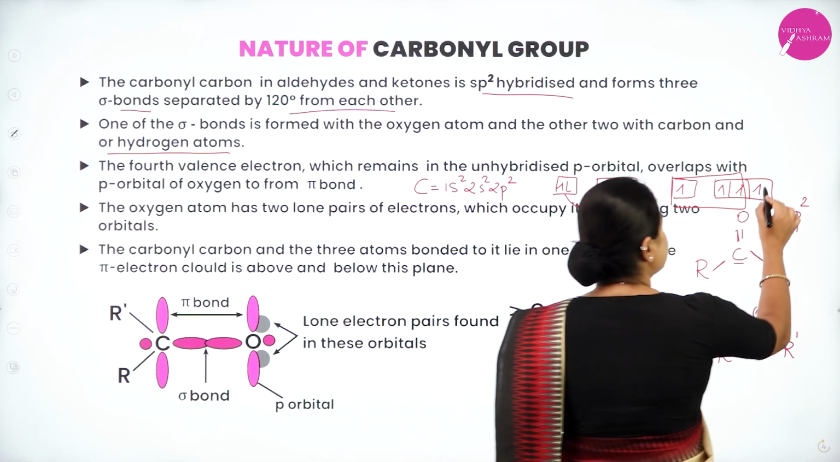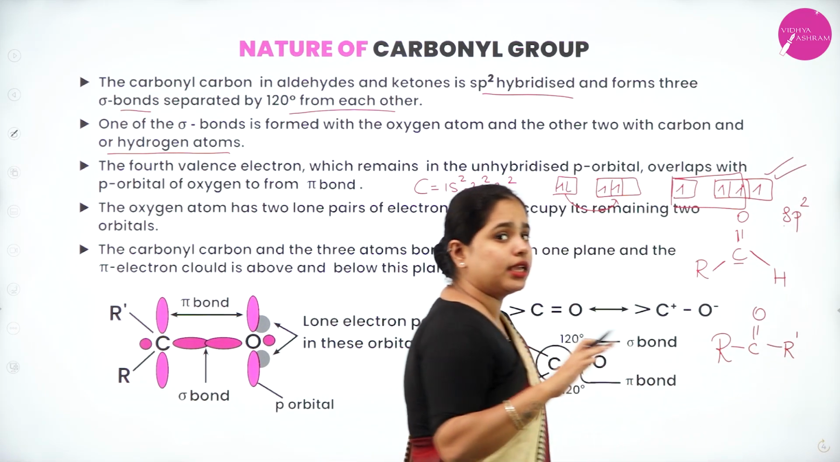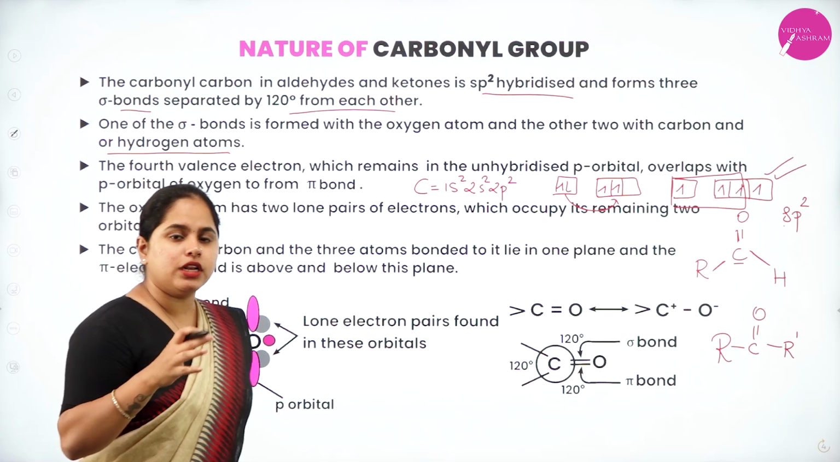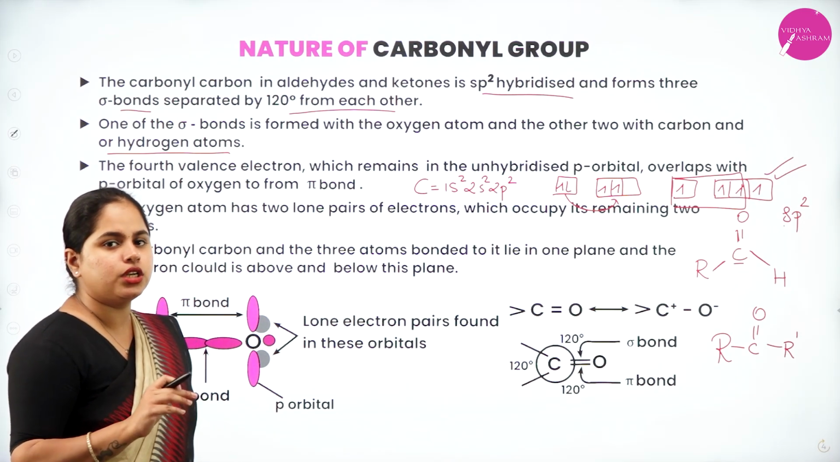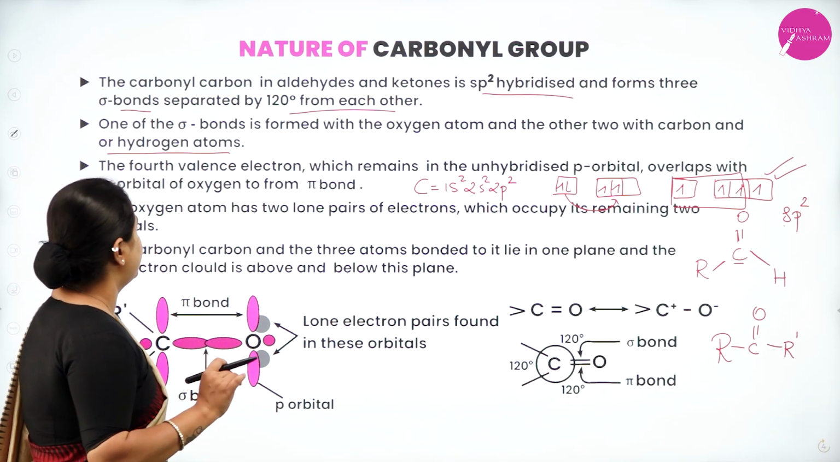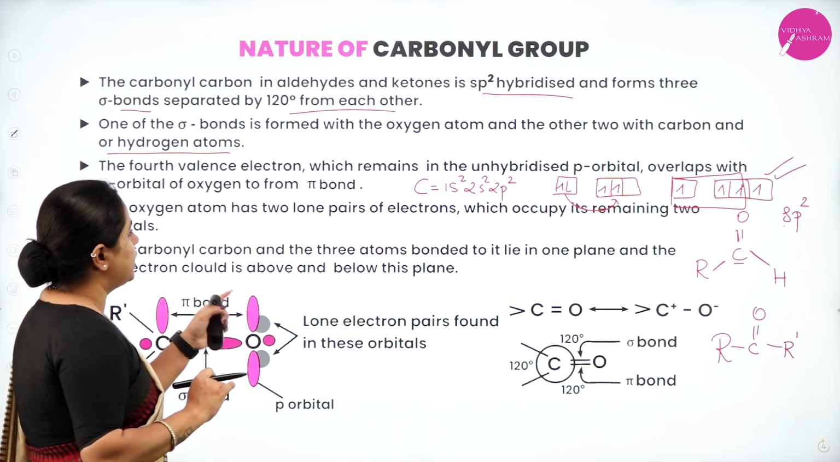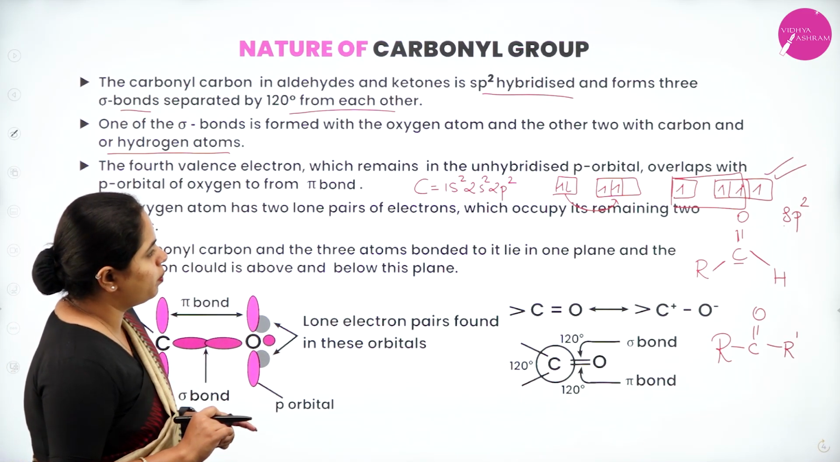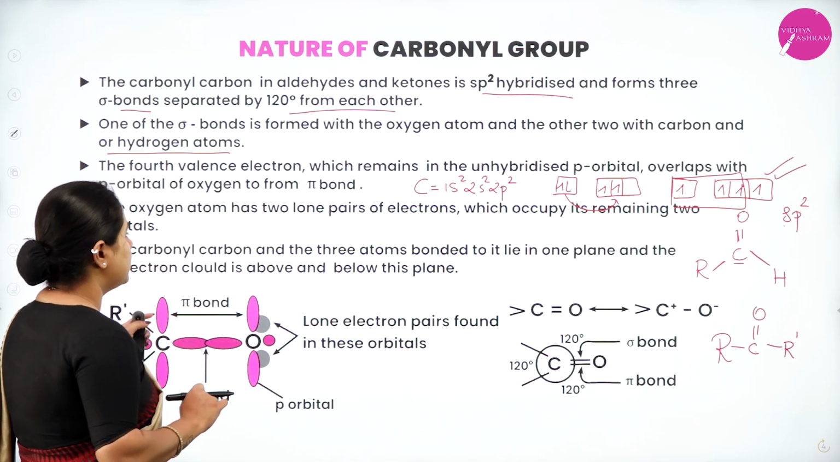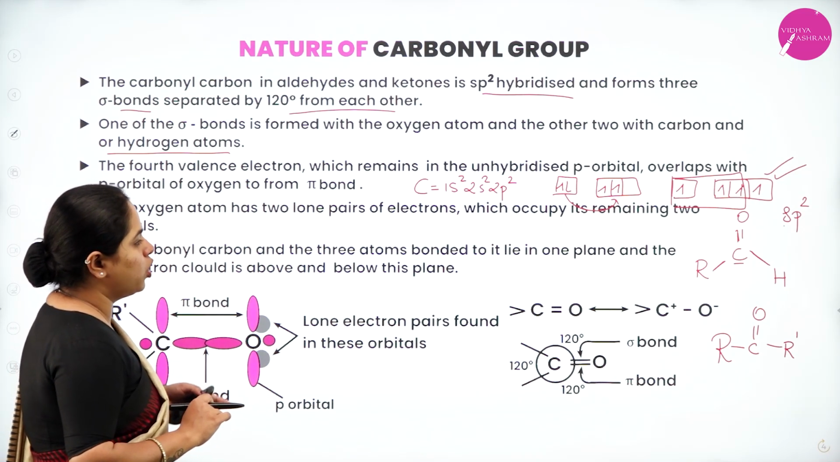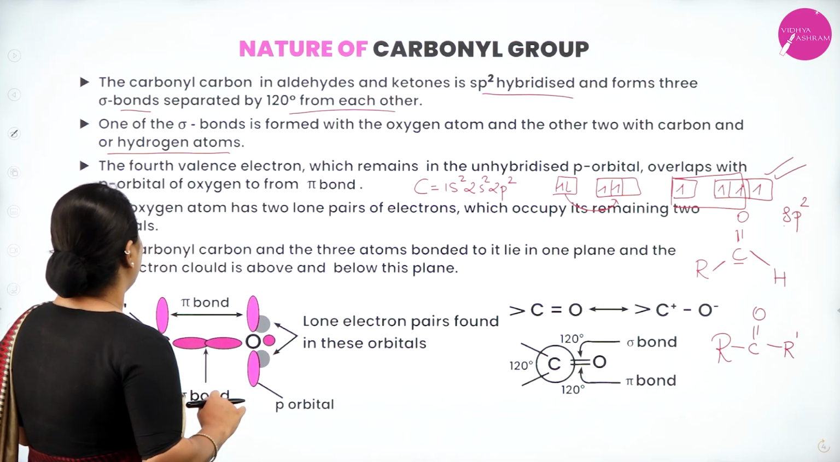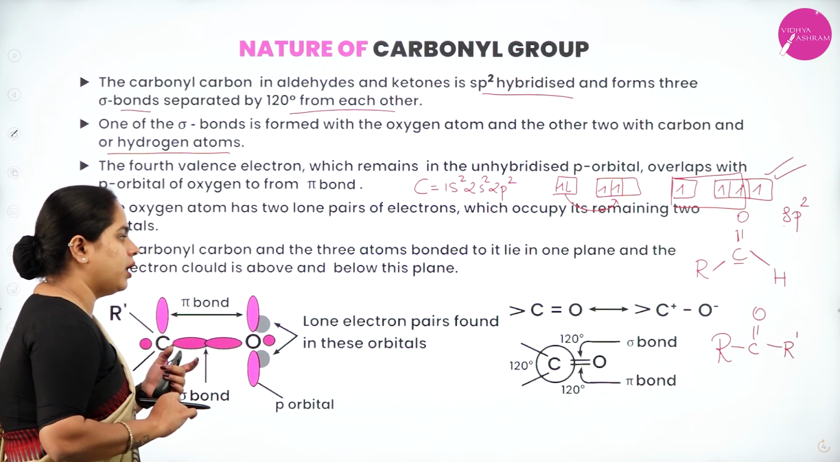Now what about this last orbital which is not taking part in hybridization? The orbital which does not take part in hybridization, that will form the pi bond, right? So the oxygen atom has 2 lone pairs of electrons which occupy its remaining 2 orbitals. The carbonyl carbon and the 3 atoms bonded to it lie in one plane and the pi electron cloud is above and below this plane.